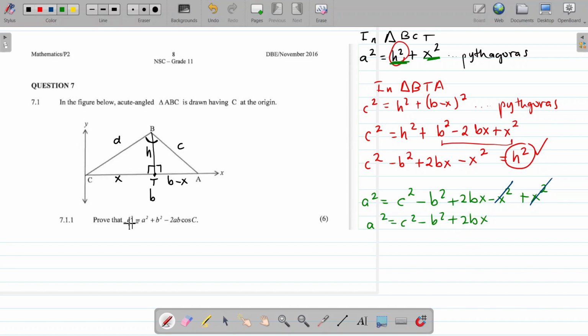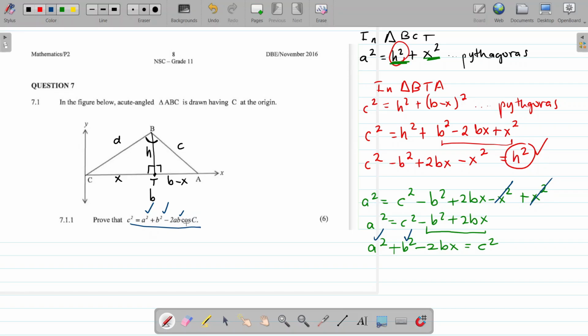Now remember, I need c squared as the subject of the formula, right? So I'm going to take all these things to the other side. So it's going to be a squared plus b squared minus 2bx equals c squared. I've taken these things to the other side, I'm left with c squared. But now notice that on what they wanted me to prove, I have the a squared. Yes, I have a squared. I have the b squared. Yes, I have the b squared. The minus 2a, I don't have it. I do have the b. Yes. So I'm left with the cos of C and the a.